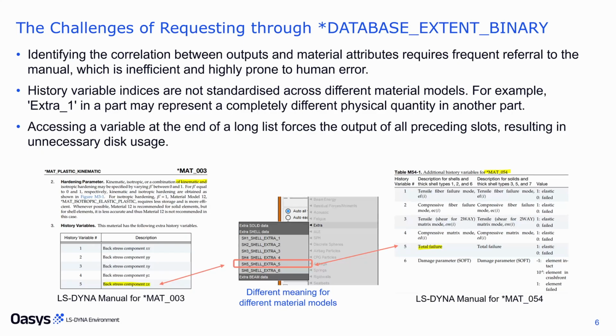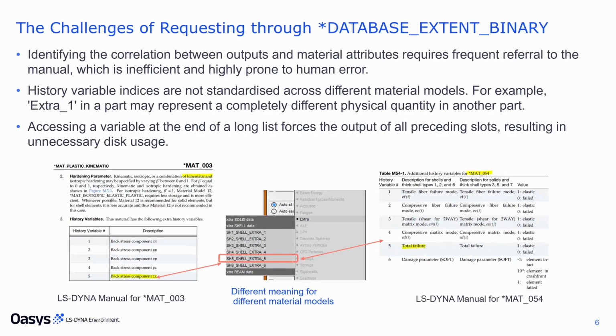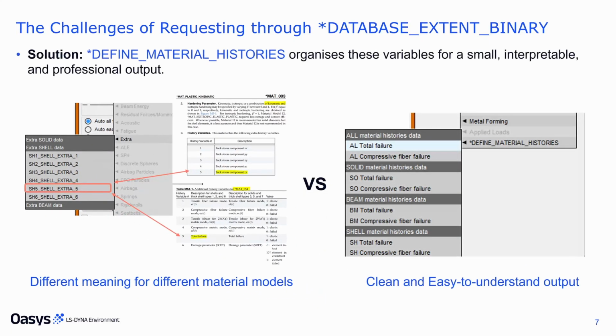Also, if the history variable of interest happens to be stored in a bad location, for example, near the end of a very long list, you'll be forced to set the NEIP values large enough to access it in D3PLOT. This would result in unnecessarily large binary plot files. This is where the *DEFINE_MATERIAL_HISTORIES comes in. It is a keyword designed to tell the LS-DYNA solver to only output the variables you want, ensuring your output remains small and easy to interpret.